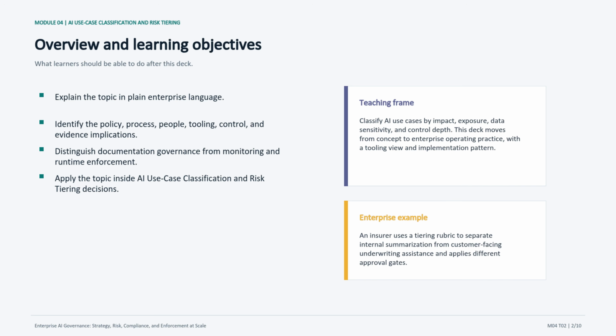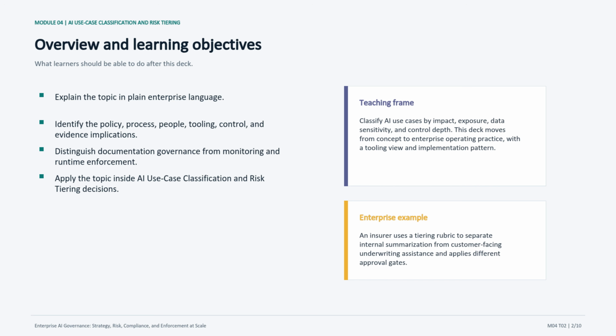Now that the topic is on the table, I want to set our learning objectives. By the end of this deck, the goal is not just to define risk scoring by business impact, data sensitivity, and user exposure. The goal is to explain how it works inside an enterprise. For this class, I want you to keep six lenses in mind: policy, process, people, tooling, controls, and evidence. A governance idea is only useful when it changes at least one of those lenses in a concrete way.